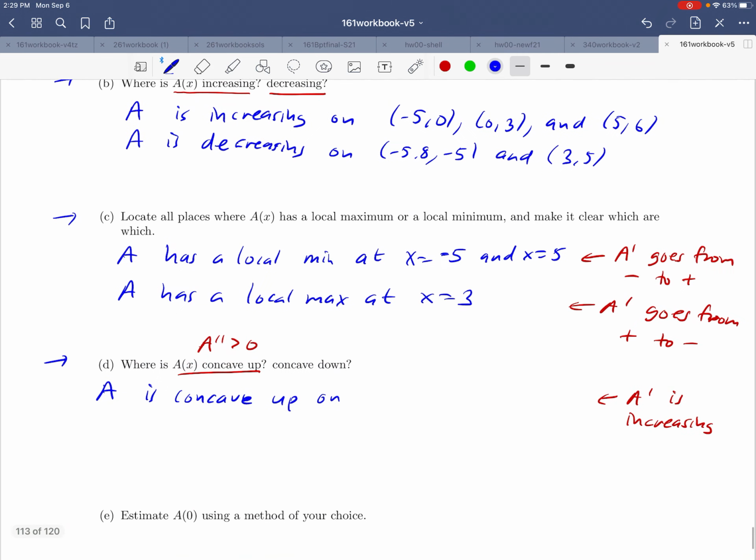So let's go back down and write down those three intervals. -5.8 to -2.8, just roughly. Then 0 to 2, and then 4 to 6. All right, and then what about concave down? Well, that would be where our derivative is decreasing.